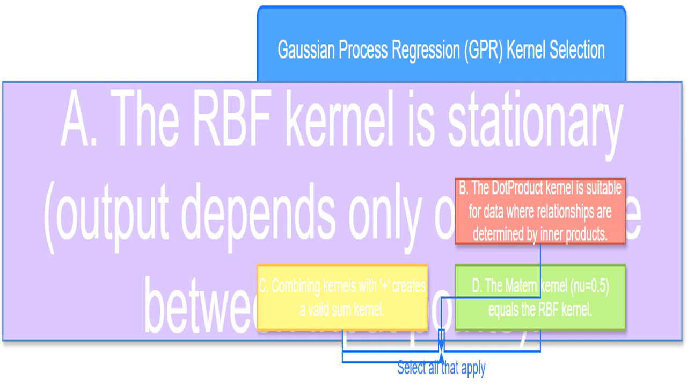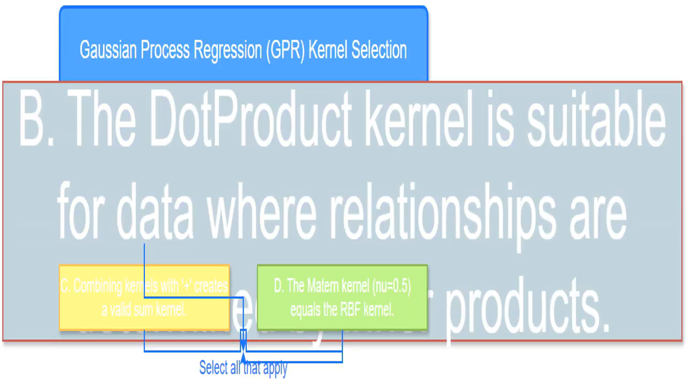Think of it like this. The kernel only cares about how far apart 2 points are, not where they are exactly located in space. This is a very useful property. The dot product kernel works well when the relationship between data points depends on how similar they are in terms of their inner product. Think of it as a measure of how much they point in the same direction. I find this kernel especially useful when data exhibits linear relationships.